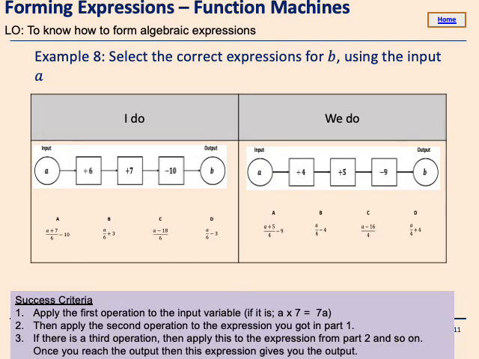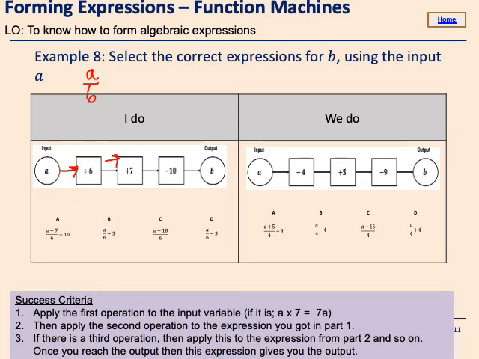You may have to squint at these, they are a bit little. Now we need you to select the correct expression for b using the input a. I can look at this and say, okay, the first thing that's happening to a is it's being divided by 6. I'm going to do it up here. So we've got a over 6.